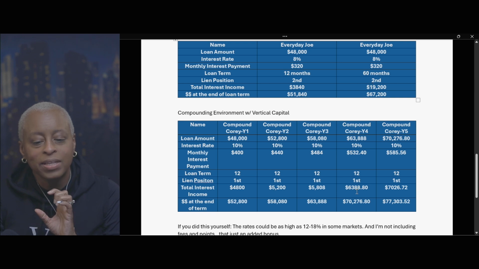I want to let that sit. In 4 years, you get $70,000 in a position where it's not a lot of risk. You're in first lien position. You're earning way more in first lien position at 10%. We're compounding it. And in year 4, your retirement account has grown from $48,000 to $70,276.80. You've got to let this marinate.